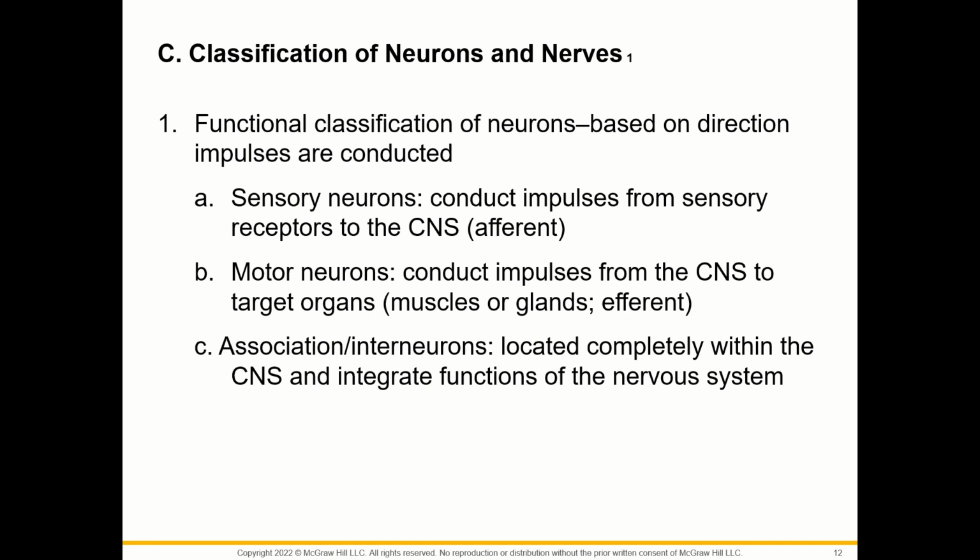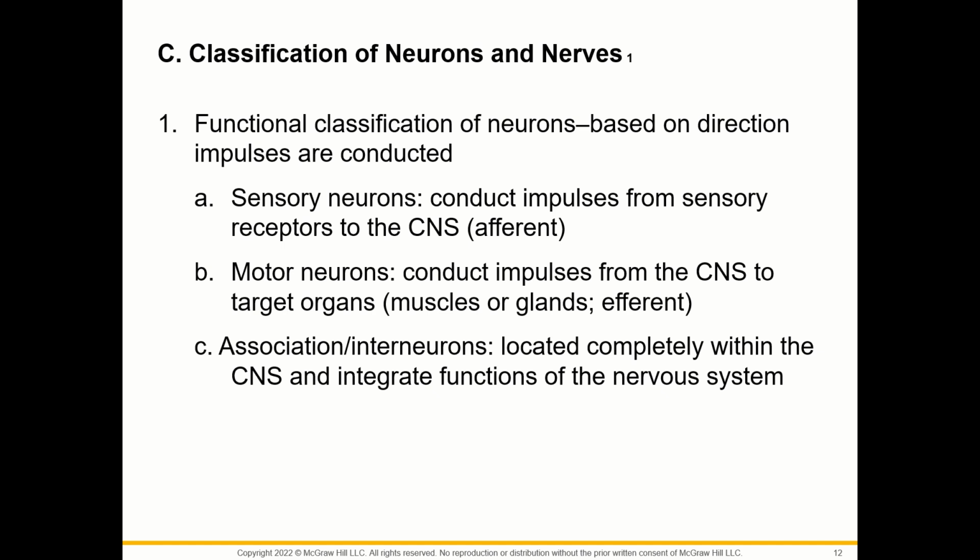Motor neurons conduct impulses from the central nervous system to the target organs called effectors. And these are going to be muscles or glands, and so we call this efferent. And I think of E for exit. So this is going to exit the brain and the spinal cord. So sensations approach the brain and the spinal cord, and then motor output exits the brain and the spinal cord.